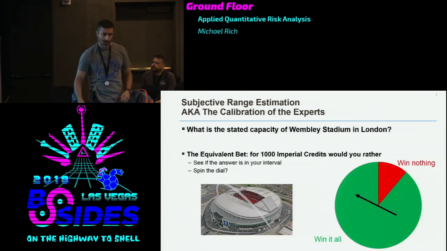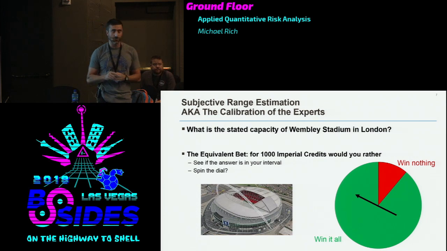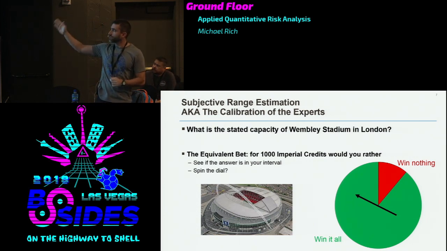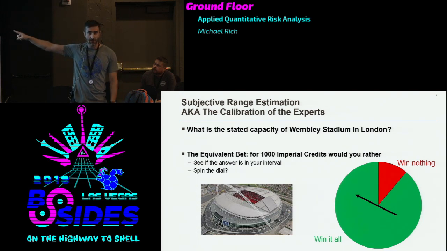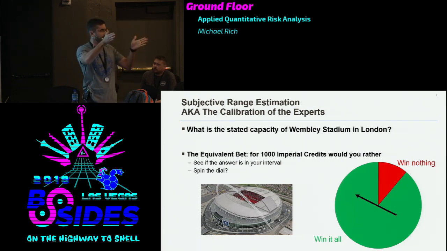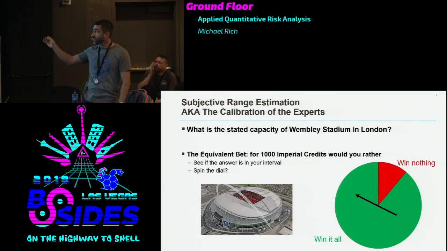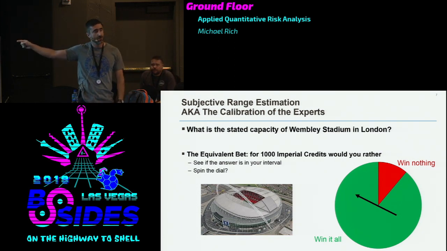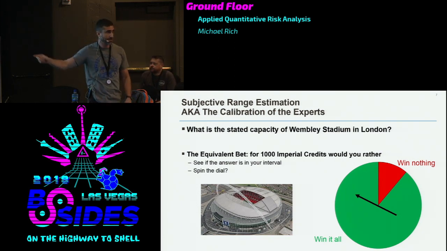And the point is, you do what he calls an equivalent bet. All right, it doesn't even matter if it's real money or not. You say, okay, for 1,000 imperial credits, would you rather spin that dial and land on the green, or see if your answer is right? That your range includes the actual value. And the point is, you keep reducing the size of your range until you don't know if you want to spin the dial or you want to find out if you were right.